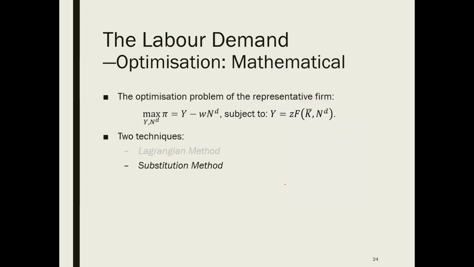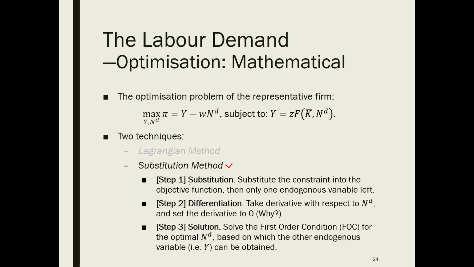Behind the graph is mathematics. It is the same as the consumer's problem again. It can be written as profit maximization subject to the production function. We will use the substitution method to derive this. The first step is substitution. It is straightforward to substitute out Y in the objective function by the constraint. If you really want to be different, you can also substitute out the other endogenous variables, labor demand and Y, but it is more tedious.